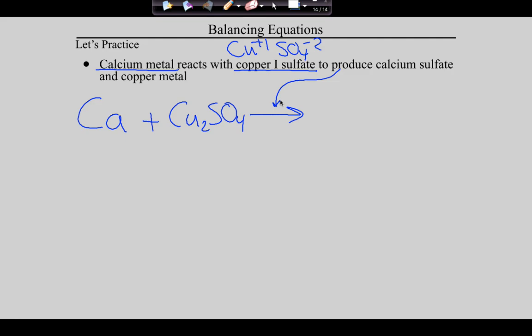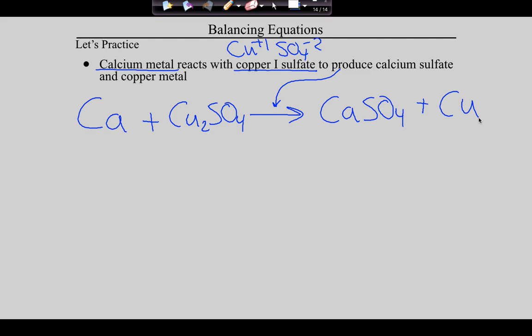So our first product is calcium sulfate. Calcium is +2, sulfate is -2. We need one of each, and that would be CaSO4. Now notice our other product, aluminum metal. Do we need the word metal? No, aluminum's a metal. Or, sorry, copper metal. Guys, copper is a metal. I don't know where I got aluminum. Copper is a metal. It's just copper.